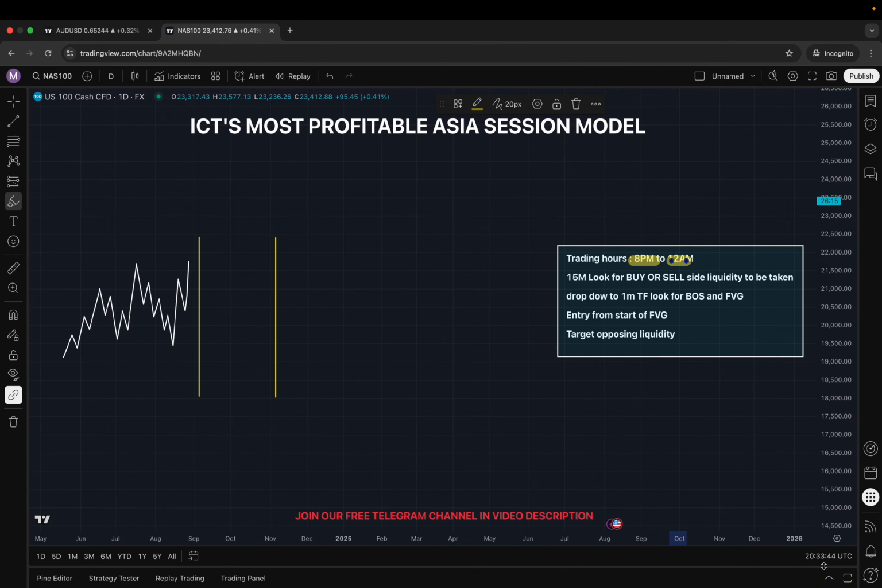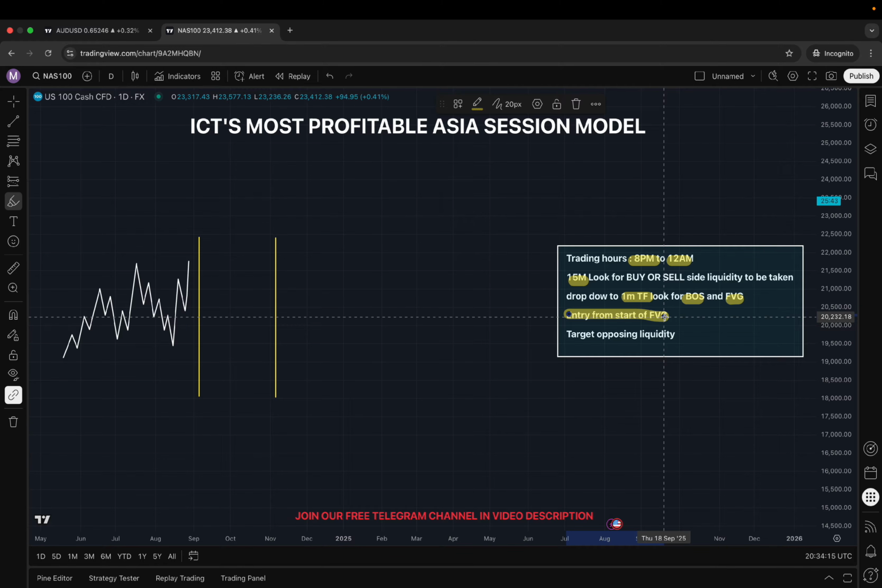The next thing we want to do is look for our 15-minute buy side or sell side liquidity to be taken. So on the 15-minute time frame, you're going to look for either the high or the low to be taken. Once that's taken, then and only then you drop down to the 1-minute time frame, and then you wait for a break of structure, also known as a market structure shift, and then you wait for a fair value gap to occur. And once that fair value gap has occurred, that's when you enter a position, whether that be a short position or a long position, and then you simply target opposing liquidity.